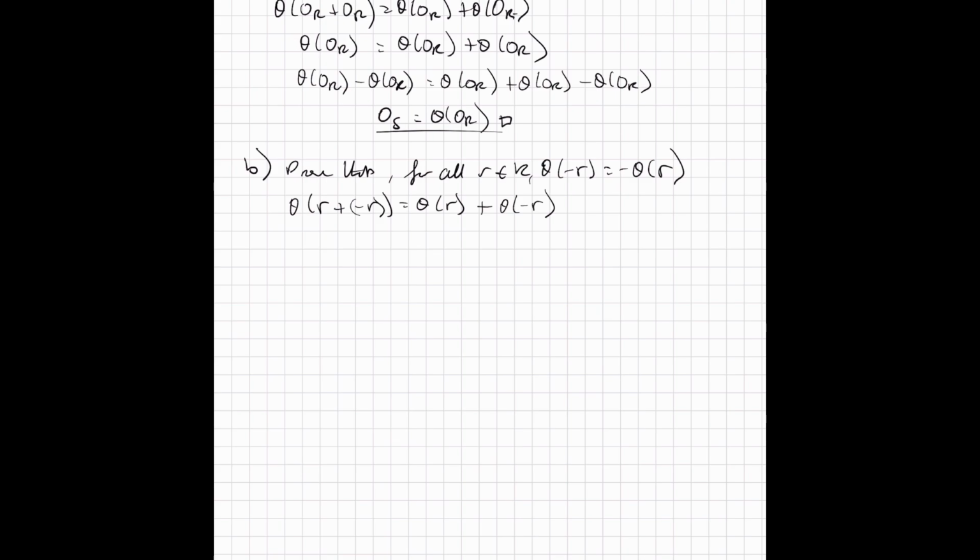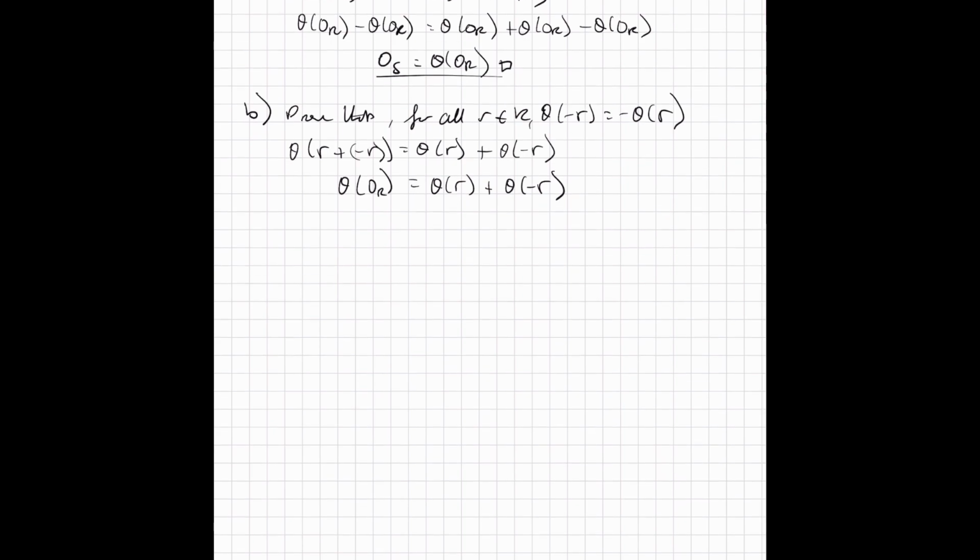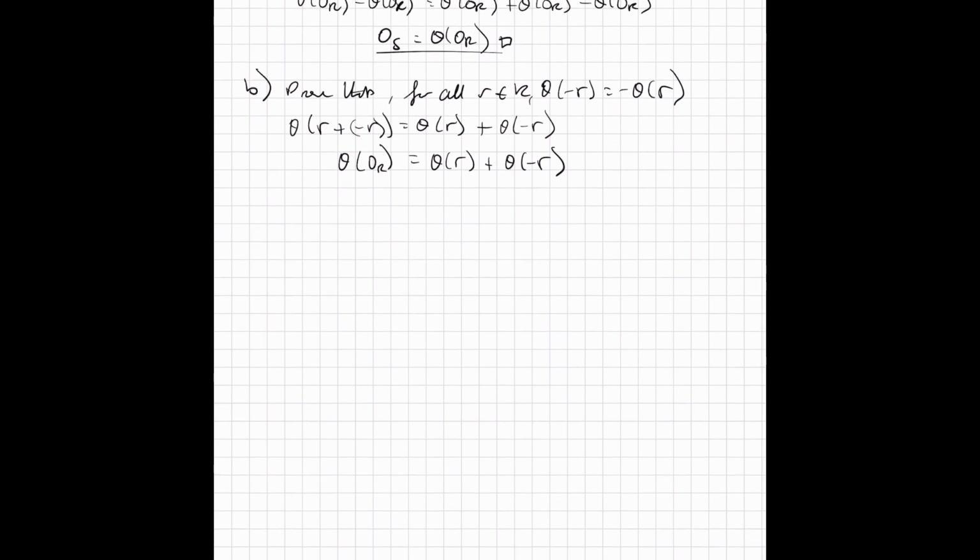Okay, and then as r and minus r are additive inverses of each other, the left-hand side is just going to become theta of 0R, if I simplify it. And then the right-hand side is going to stay the same. And then I'm going to use the additive inverse for theta r, which is minus theta r. And I'm going to subtract minus theta r from both sides. That's not right. Lowercase r, I meant.